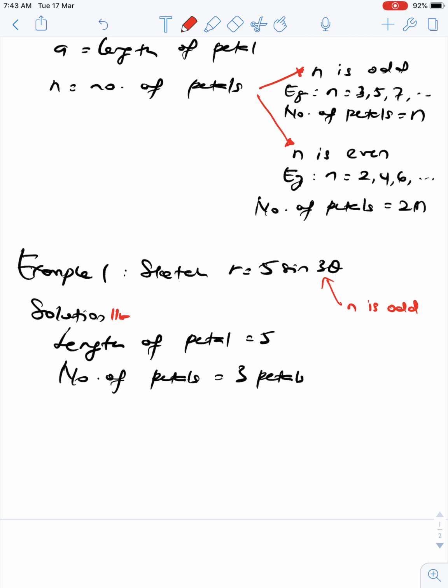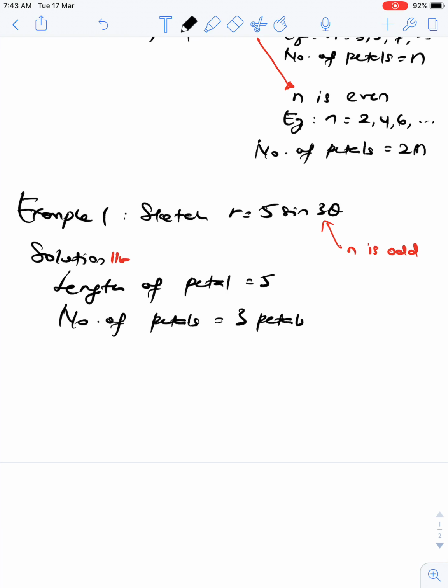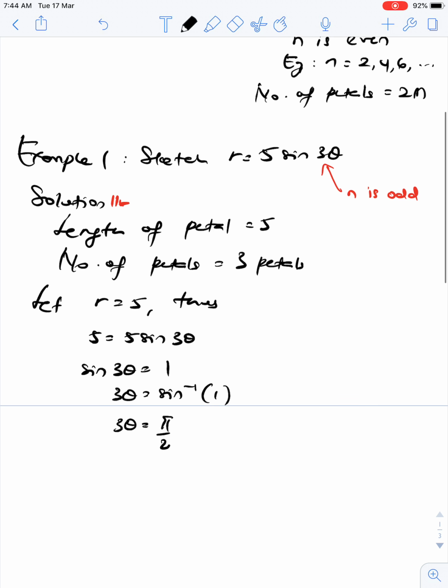Next, what you should do is let r equal the length of the petals. So let r equal 5. Thus, we have 5 equals 5 sine 3 theta. Now divide by 5, we have sine 3 theta equals 1. So 3 theta equals arcsine of 1. If you use your calculator, you can get 3 theta equivalent to pi over 2, or 90 degrees.